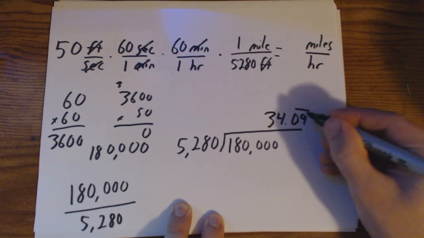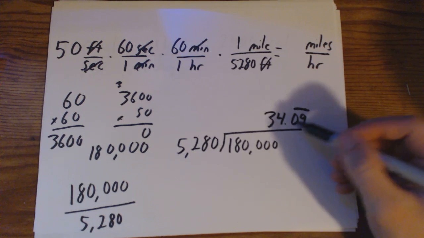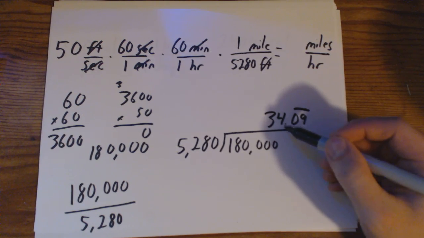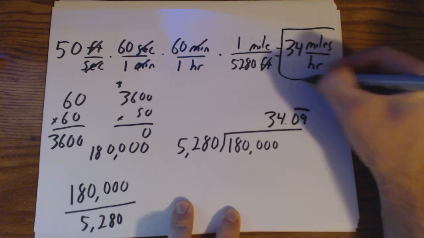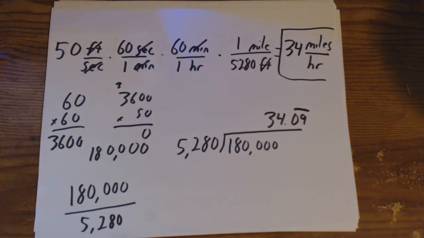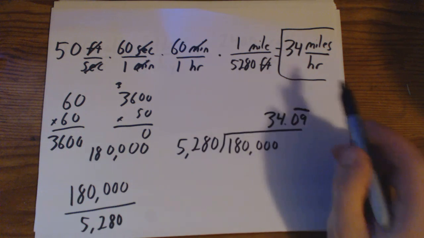Now, if you figure this out, all the long division, it's going to come out to be 34.09 repeating. If we round this to the nearest whole number, it's just going to be 34. So we'll bring that up here. Our answer would be 34 miles per hour. And this is a fairly complicated conversion, going from feet per second to miles per hour. But if you just take it one step at a time, you can get there.